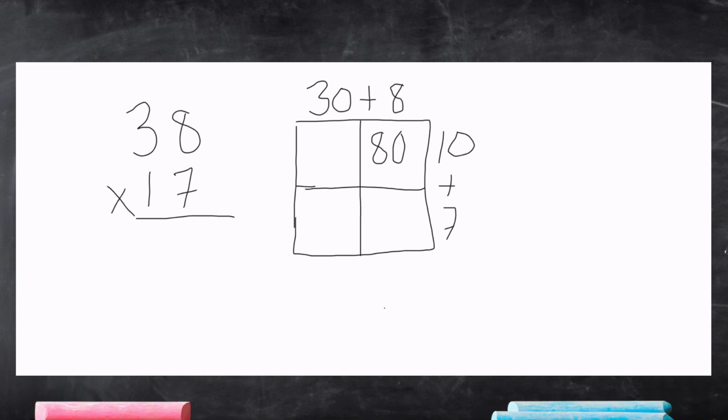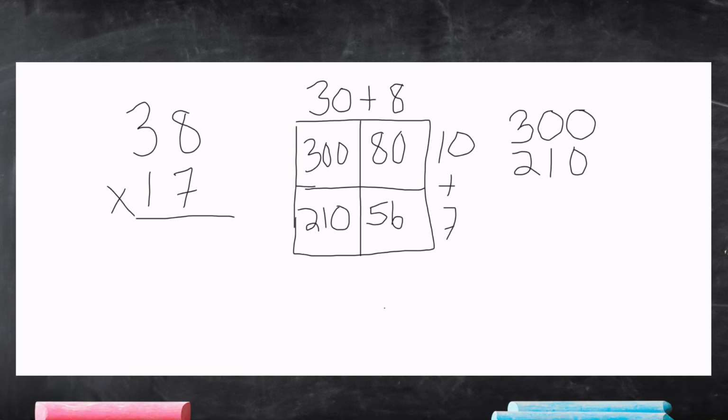Next, we're going to do 8 times 10 to get 80, and then 8 times 7 to get 56, and 30 times 7 to get 210, and finally 30 times 10 to get 300. The order that you do those does not matter. Once you've created your four partial products, most of the heavy lifting is done. All you need to do now is take them and add them up. So we have 300 plus 210 plus 80 plus 56.